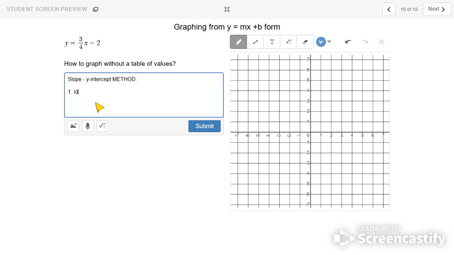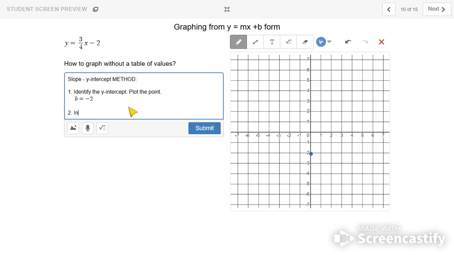So the first thing, identify the y-intercept and plot the point. So in this case, we have b = -2. Now at -2, I'm going to put a dot.